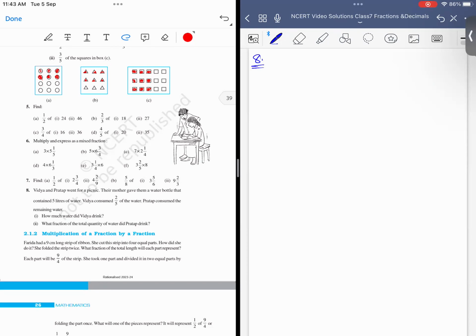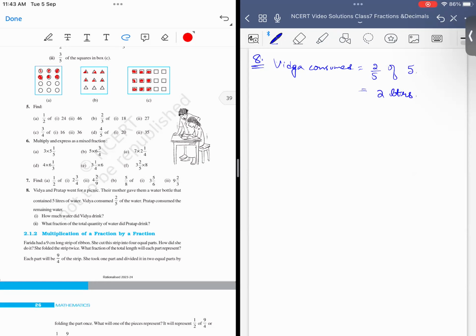Vidya and Pratap went for a picnic. Their mother gave them a water bottle that contained 5 liters of water. Vidya consumed 2 by 5 of the water. So how much did Vidya consume? Vidya consumed 2 by 5 of what? Of 5, that is 2 liters.